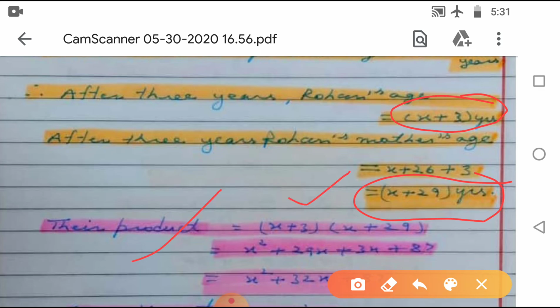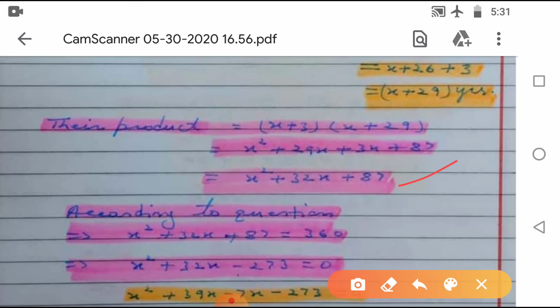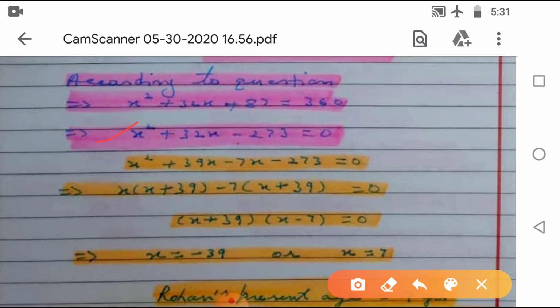So, what is their product? X plus 3 into x plus 29. So, we multiply x plus 3 with x plus 29. Clear? So, when you multiply this we get the equation x square plus 32x plus 87. Now, according to the question, it is given that their product is 360. So, x square plus 32x plus 87 is equal to 360, and finally, the equation which comes is x square plus 32x minus 273 is equal to 0.